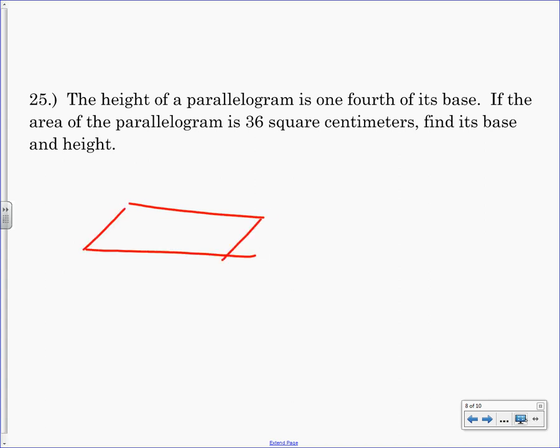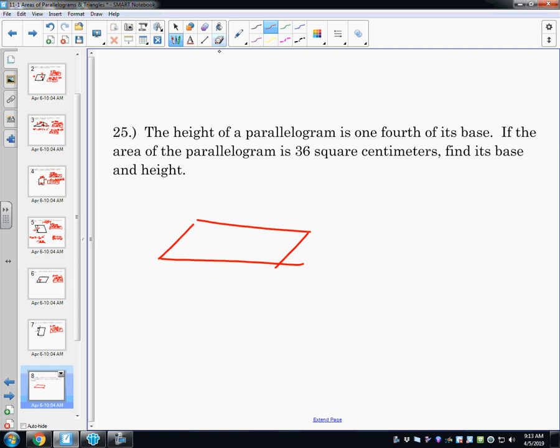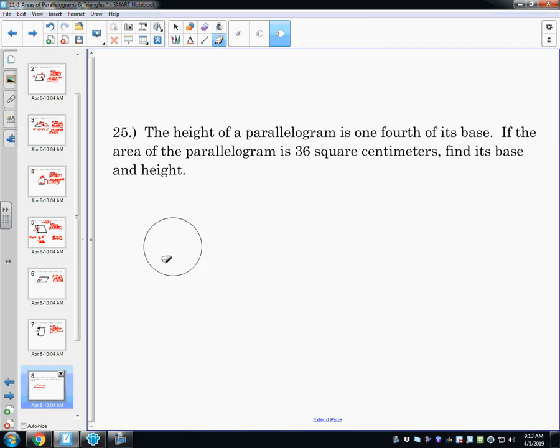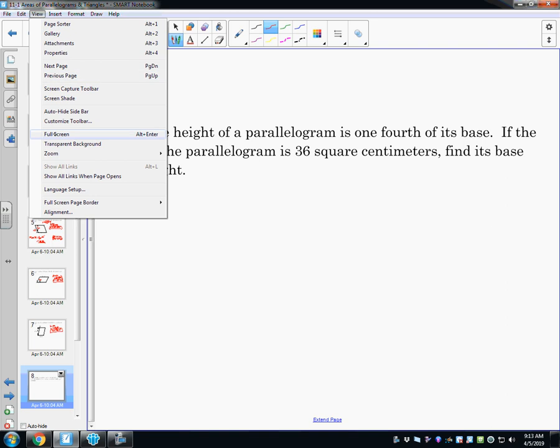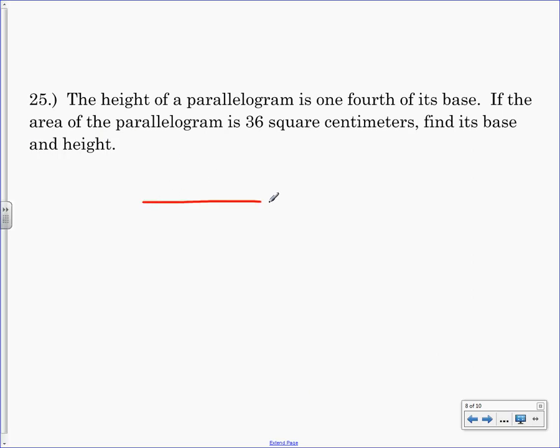Oh, that's not pretty. Don't draw it my way. Don't do that. That was bad. Sure, that's fine. Okay, let's see here. We're going to have height. This is my height, right? The height of a parallelogram is 1/4 the base.